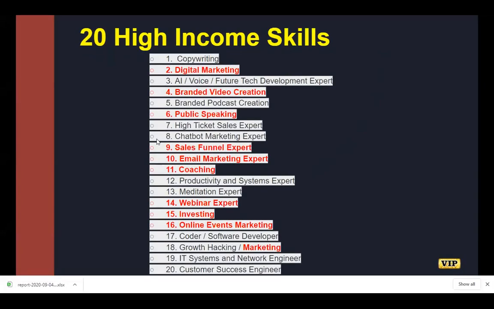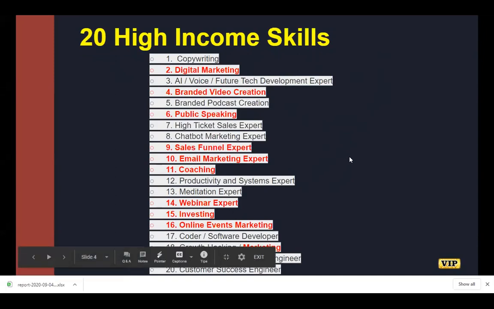20 high income skills. This is actually year 2020. According to the writer, I went to Google "20 high income skills year 2020", and his was the first article that came out. So I saw it and I realized all of these have something to do with digital.